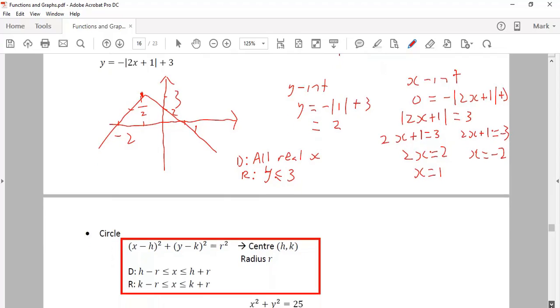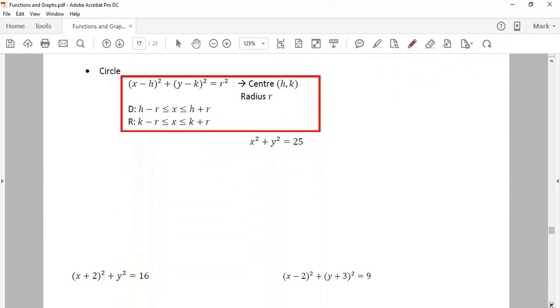Next, we're going to move on to circles. In general, it's x minus h all squared plus y minus k all squared equals r squared. So the center is (h, k). It's whatever's in the brackets, but remember, it's sort of reversed, like how we move things left and right. The radius is whatever's on the outside, but we've got to square root it.